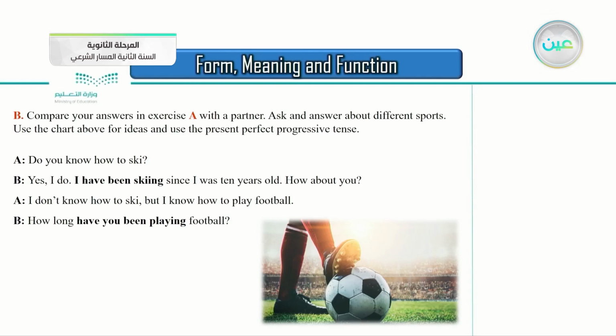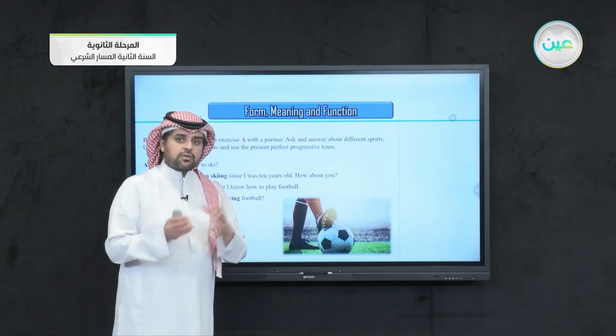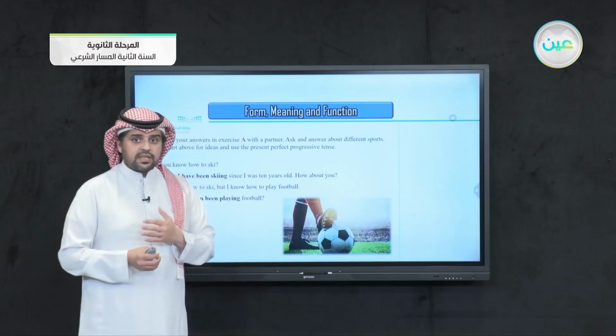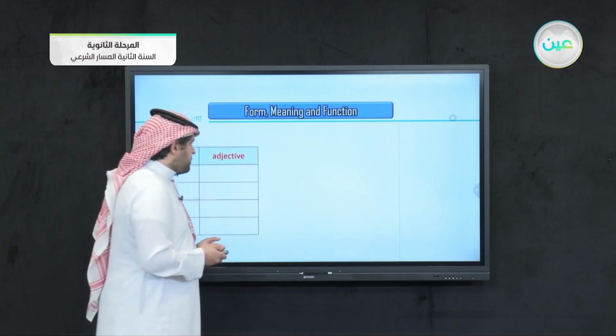For example here, do you know how to ski? Yes, I do. I have been skiing since I was 10 years old. How about you? I don't know how to ski, but I know how to play football. How long have you been playing football? So you can do this with each and every sport that you have written in the previous exercise. You and your colleague or your friend try using this conversation, using, of course, the present perfect progressive.